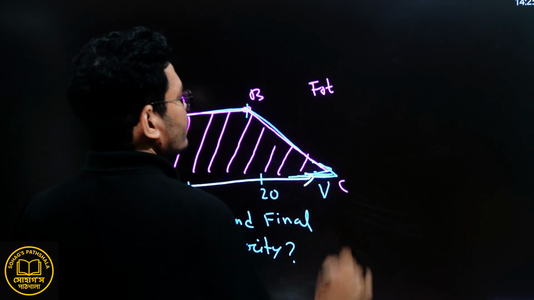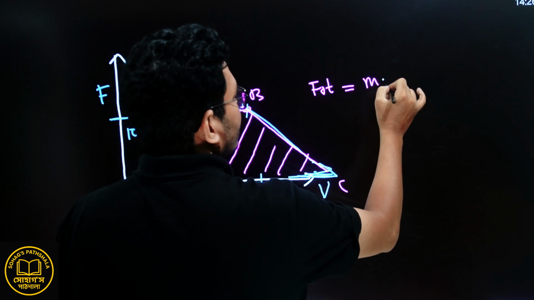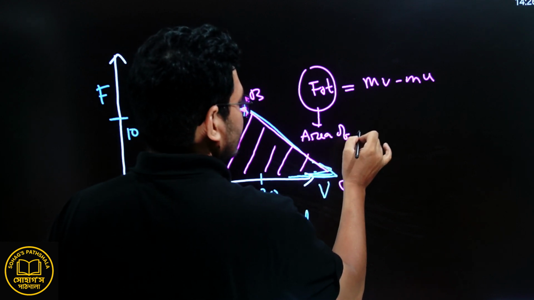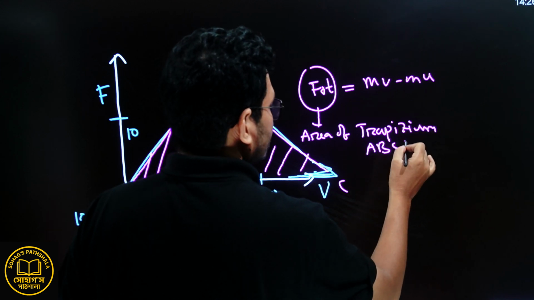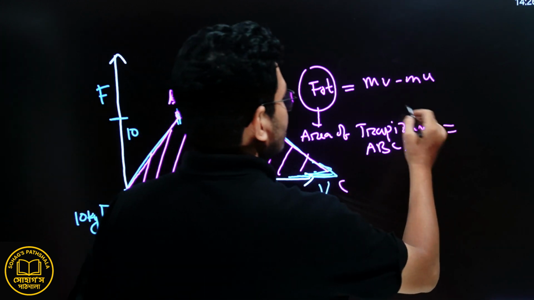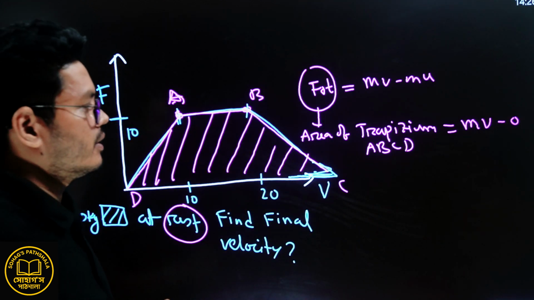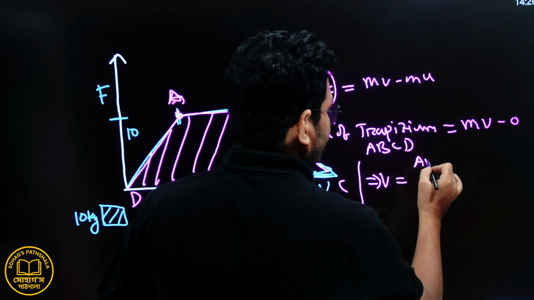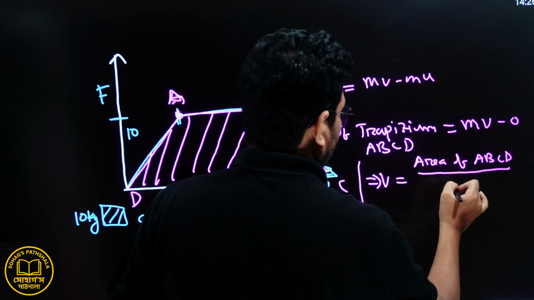This is change in T, but F del T, for example. So FT or F del T equal to, we know, mv minus mu. So from FT you can find from the area of the trapezium. Area of trapezium ABCD, right? Equal to, we know what, initial velocity as it was at rest, so initial velocity will be 0. So mv minus 0. So we can find easily v from here. So v equal to area of the ABCD trapezium divided by m.